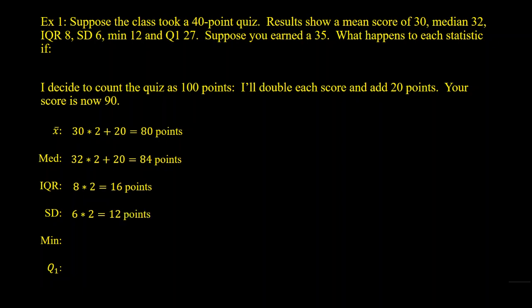The minimum is a measure of position, so I will multiply and add. 12 times 2 plus 20, 44 points. Finally, Q1, also a measure of position. 27 times 2 plus 20 equals 74 points. And that's it. Remember that you do not add to measures of spread.